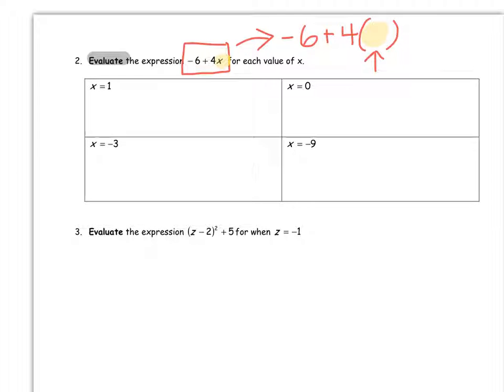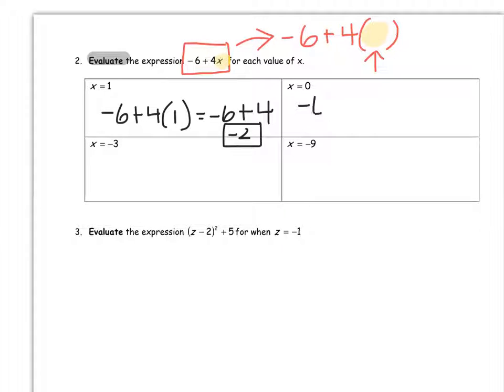All right, so let's practice a couple of these. We're going to do the same expression for each one. So the first one says, what if x equals 1? So that means I'm going to do negative 6 plus 4, and instead of writing an x, I'm going to do a 1, 4 times 1. All right, so negative 6 plus 4 times 1. I'm just going to rewrite this. 4 times 1 is 4. And negative 6 plus 4 is negative 2. I'm going to put that in a box. That's my final answer.